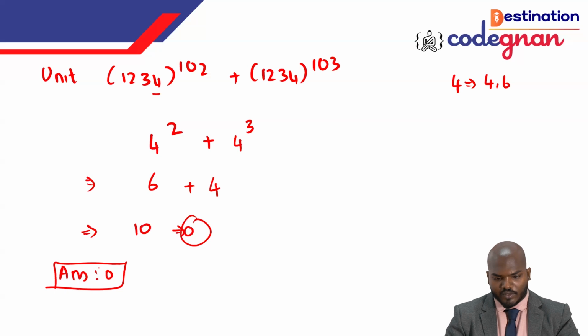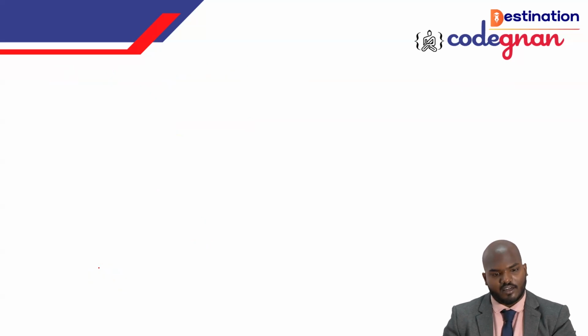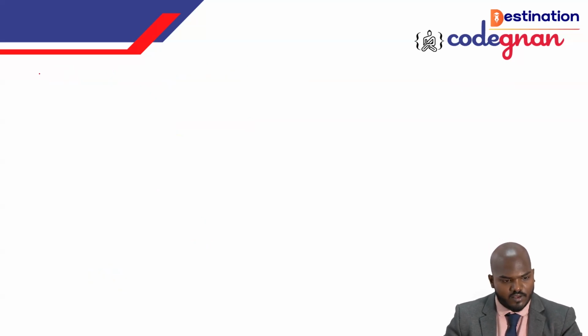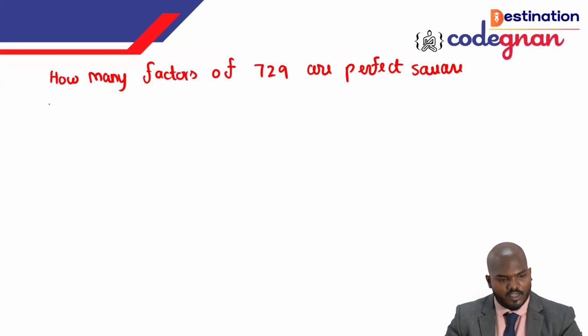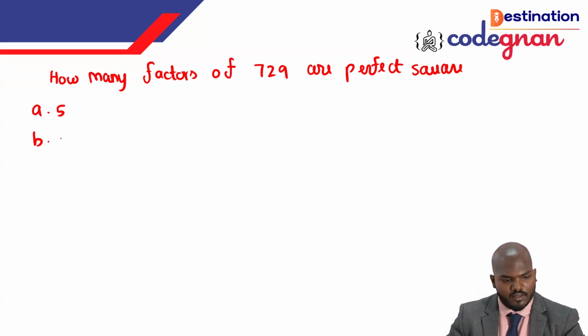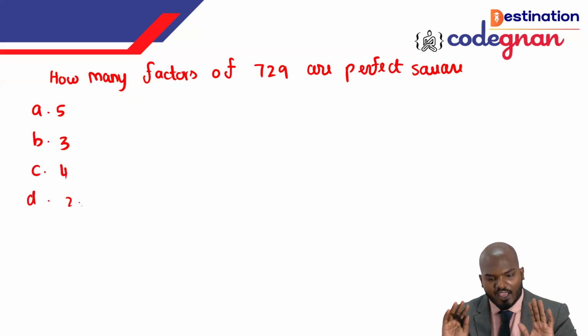So next we will go for the next question, guys, with respect to factors. Very simple question. How many factors of 729 are perfect squares? The options are A 5, B 3, C 4, and D 2.